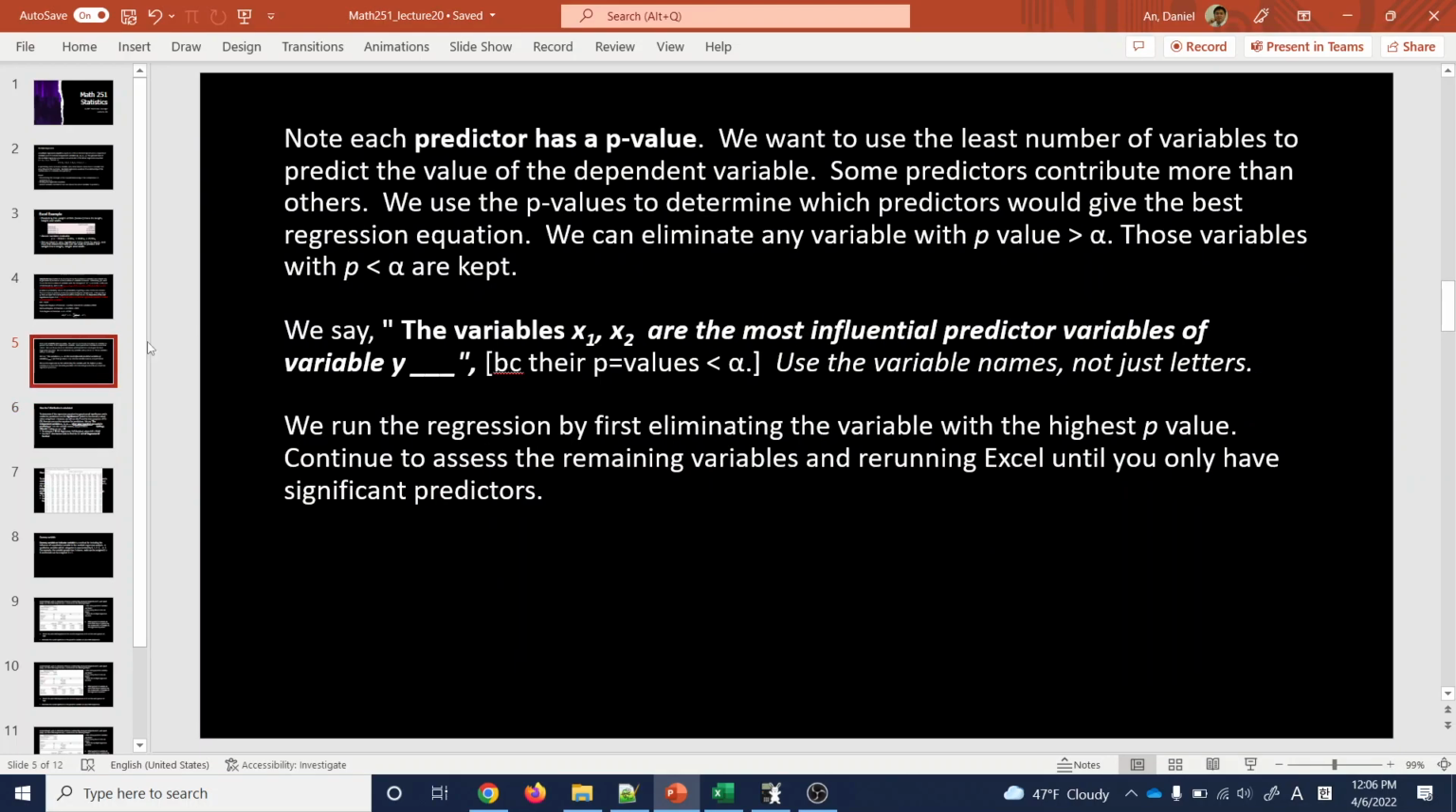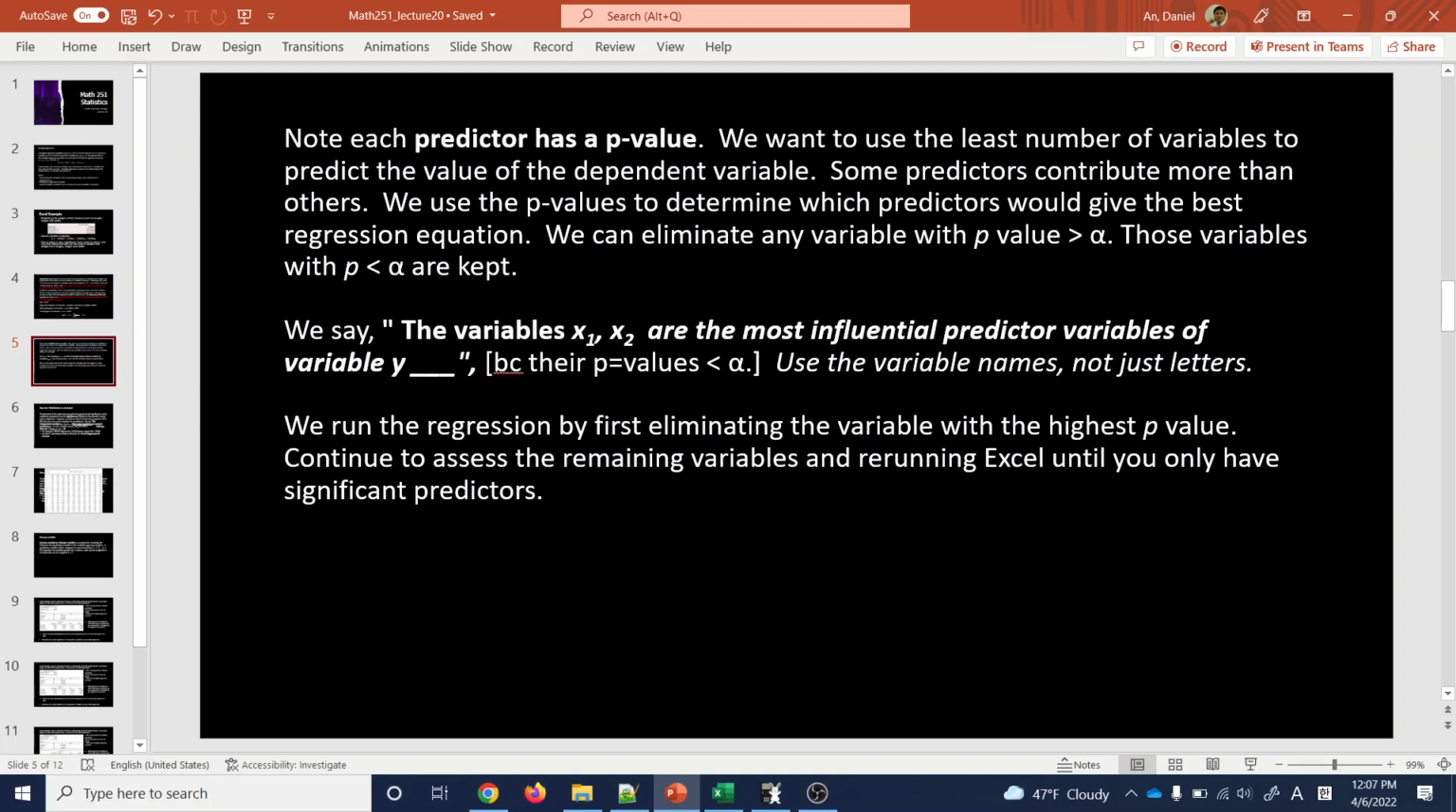So I've explained here: note each predictor has a p-value. We want to use the least number of variables to predict the value of the dependent variable. Some predictors contribute more than others, and we use the p-values to determine which predictors would give the best regression equation. We eliminate any variables with p-value greater than the given significance level. Only the ones with p less than alpha are kept. And so we can say that in our example, the height was the most influential predictor variable.